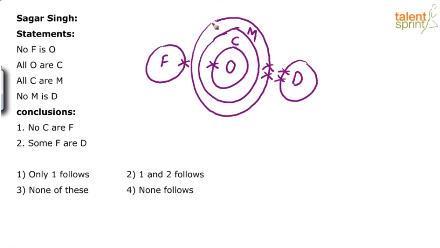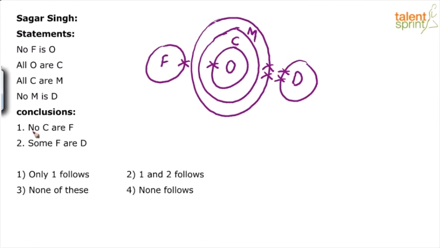I'm sure you would understand this better after having gone through the syllogisms video, but you should be clear with this fundas, right? So no F is O, these two cannot touch each other. All O are C, and then all C are M, and then no M is D. So M and D cannot touch each other. Now look at the conclusions.